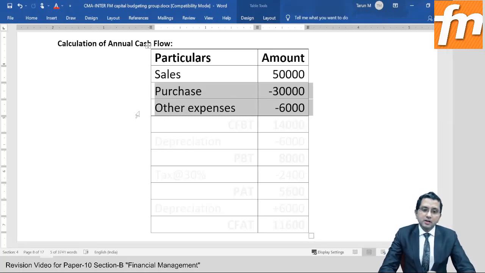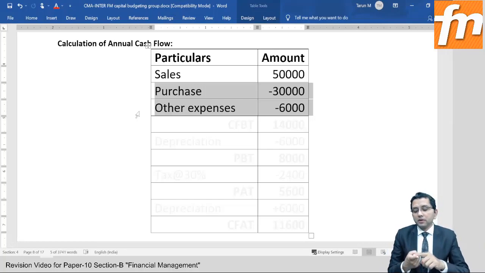nomenclature will change. Sometimes they'll say raw material, wages, factory overhead, administrative overhead, selling overhead. Sometimes they will simply say cash outflow for expenses. And sometimes it is simply purchase and other expenses. Nomenclature is not important. Whatever expenses, revenue nature expenses you are making, it is an outflow of cash.